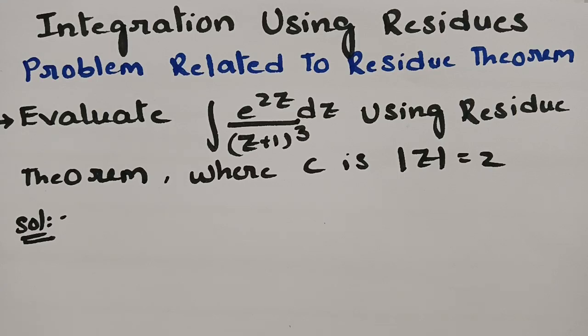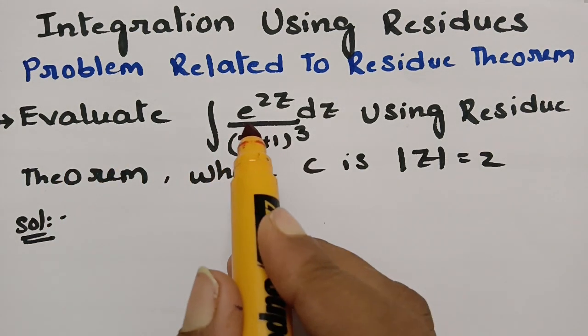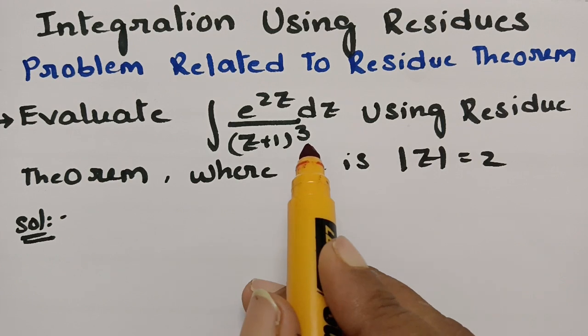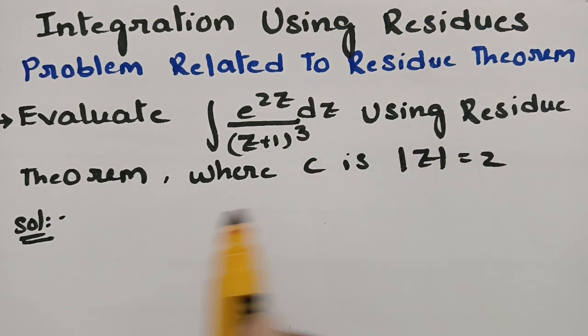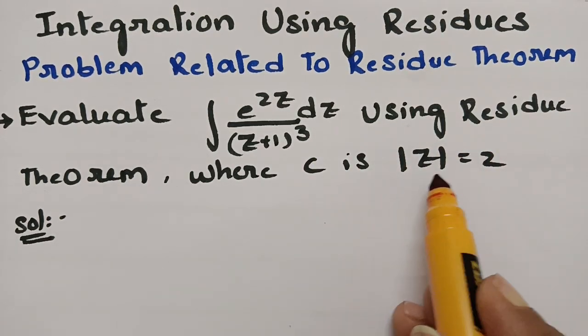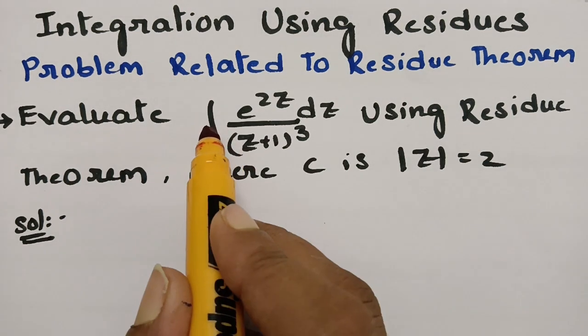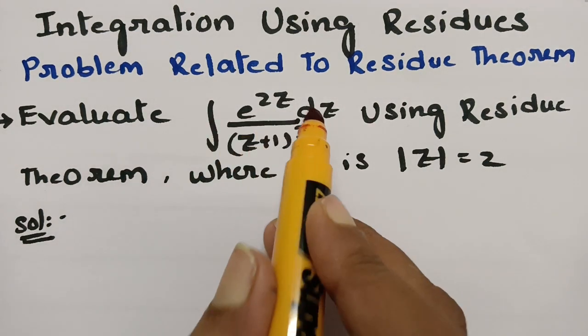Today's video is on integration using residues. In today's video, we are going to solve a problem using the residue theorem. We have to evaluate the integral of e power 2z by (z plus 1) whole cube into dz using the residue theorem, where C is mod z equal to 2. So here it is the integral of f of z into dz.